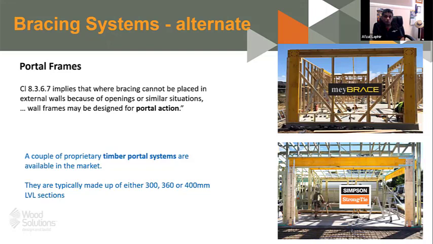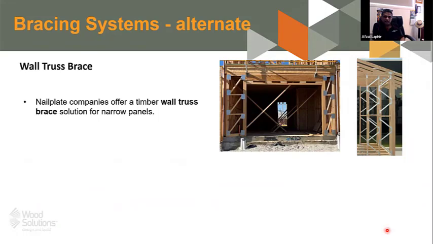There are a couple of timber portal systems available in the market these days, and they can easily cater to the demands of domestic construction. They typically use 300, 360 or 400 LVL sections. Then timber wall trusses are an alternative option for wall lengths between 300 and 600 millimeters. All three nail plate companies offer a timber wall truss solution for narrow panels.